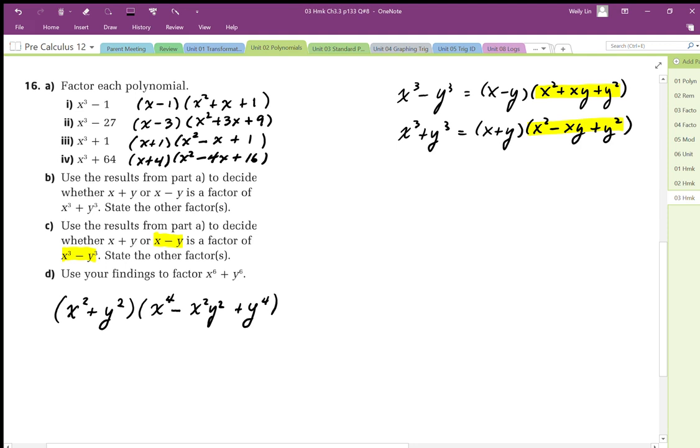fully factored form because we have a sum of squares, which is non-factorable, and we have this fourth degree polynomial which is non-factorable as well.